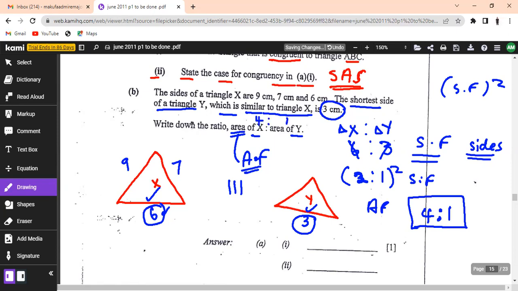So what I'm saying is that you need scale factor, and the scale factor is obtained from corresponding sides. Corresponding sides are the ones that give you scale factor. Then you can obtain area factor by squaring that ratio of size, which is your scale factor. You have your area factor, just like that, guys.